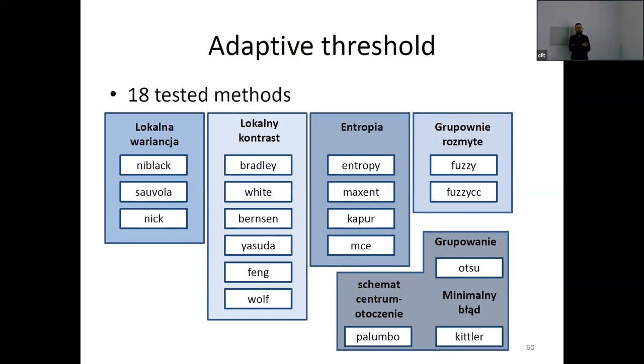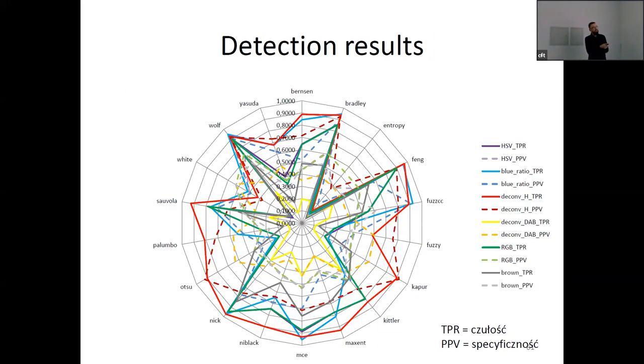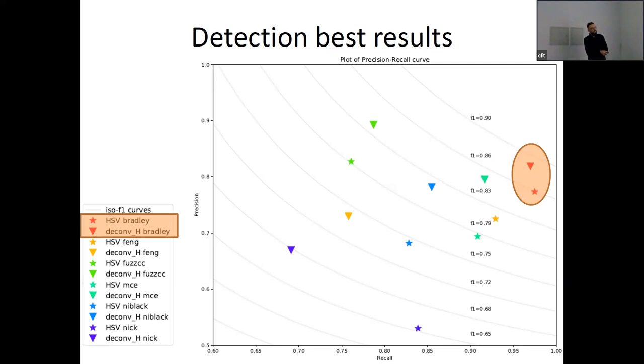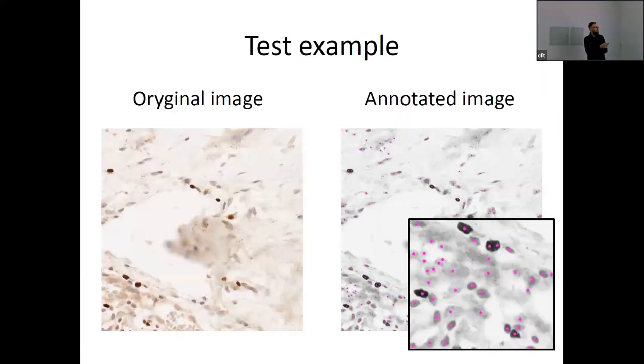So this is the kind of thresholding that is very locally applied. And I also received quite good results for a few methods. I finally decided to use one of them. This is the score of the best method. As you can see, it's well over 85.